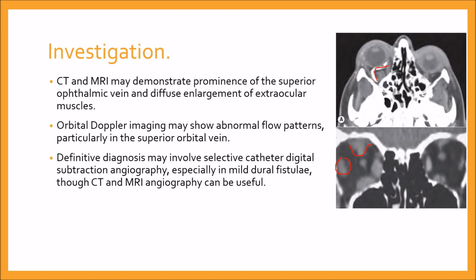Though these may only be visible with the direct fistula, orbital Doppler imaging may show abnormal flow patterns, particularly in the superior orbital vein. Definitive diagnosis may involve selective catheter digital subtraction angiography, especially in the mild dural fistula, though CT and MRI angiography can be useful.